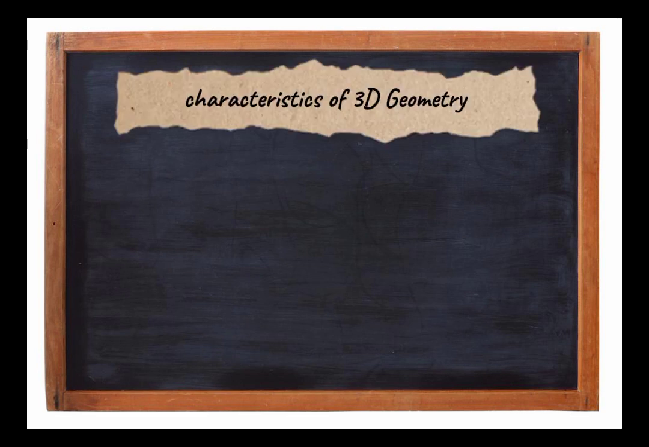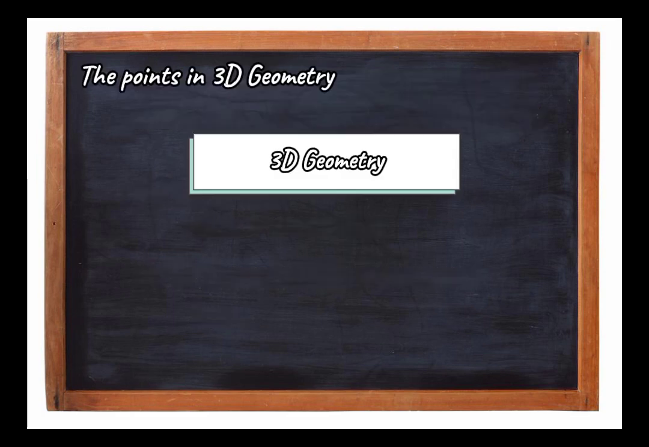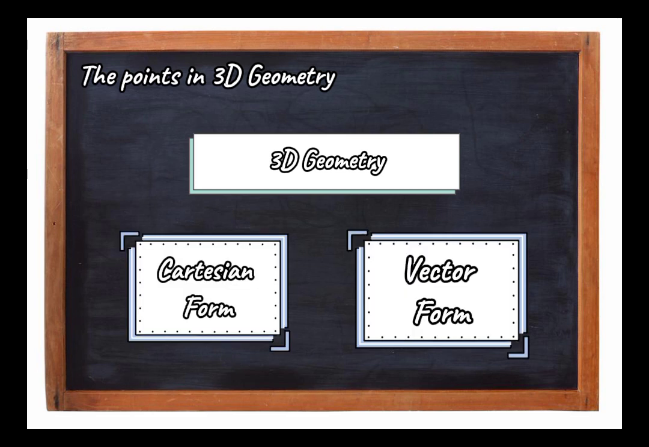Three parameters are required in 3D space to find the exact location of a point. Like the two-dimensional coordinate system, the origin is present, which is the point of intersection. The space is divided by these axes into 8 octants. It is essential to know that the points are separated by commas and written in parentheses in a Cartesian coordinate system. In 3D geometry, a point is represented in either Cartesian form or vector form.